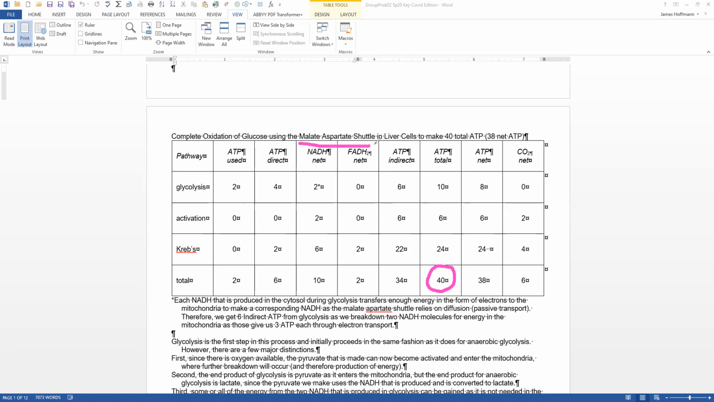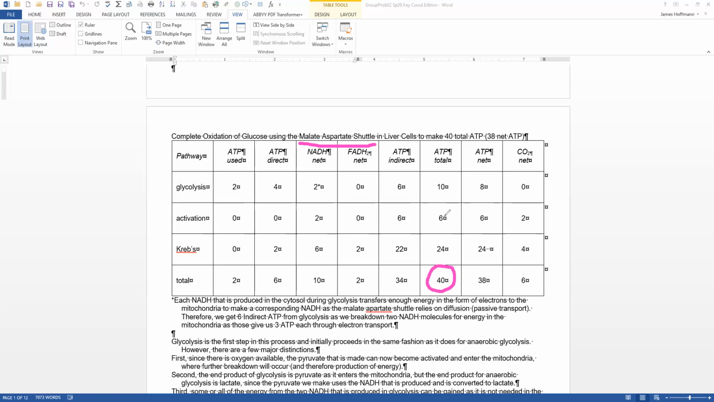So here's the malate aspartate shuttle, which gives us 40 total ATP. When we look at that number, we'll see that's not right, because the question on the exam says you got 38 total ATP. So to get 38 total ATP, you would have to use another shuttle. That would be the glycerol phosphate shuttle to get to 38 total ATP, right?